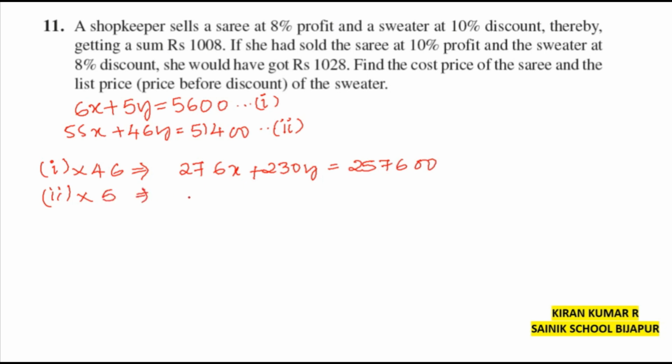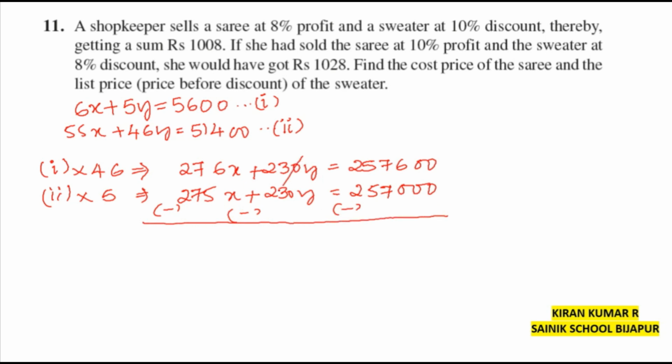And the equation 2, if I multiply this with 5, I'll be getting 5 multiplied to 55 is 275, 275x plus 230y equal to 257000. Now subtract. On subtraction, this y term will be eliminated. We'll be getting the value of x as 600. So x value is 600.